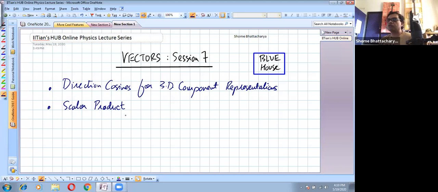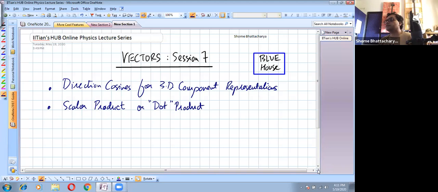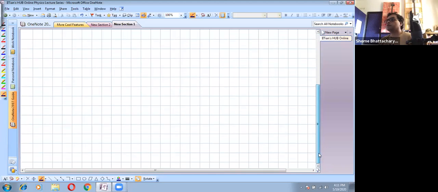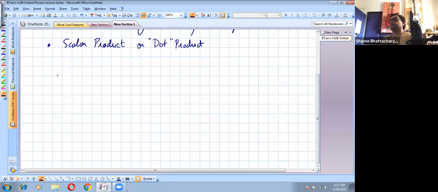One of them is called scalar product, also referred to as the dot product. And another one is called vector product, or cross product. We will understand both of these in detail, and we'll start with the scalar product today. But anyhow, let's start with the first thing that I just told you about, which is direction cosines. So first up, direction cosines.